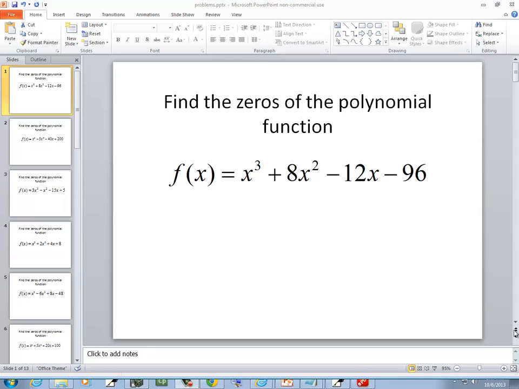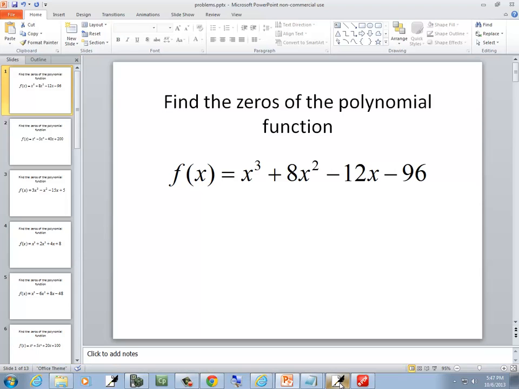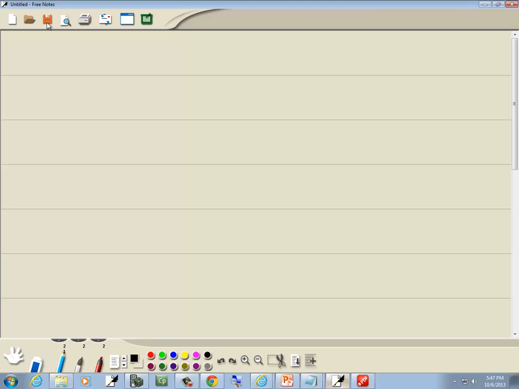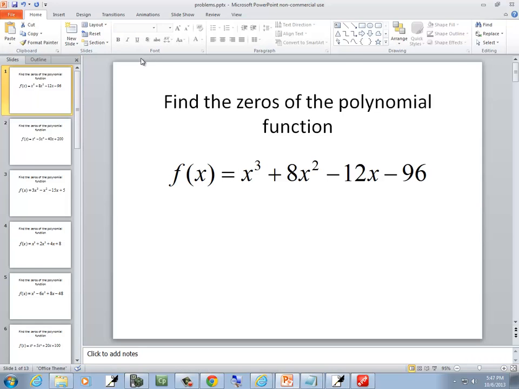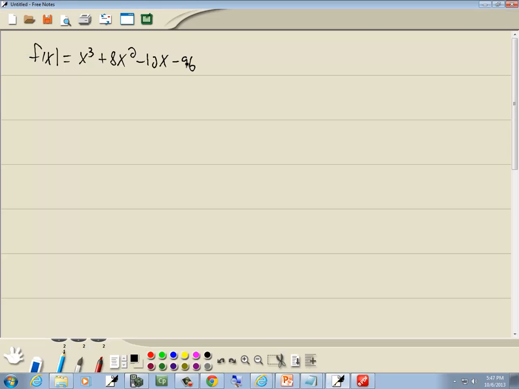In this problem, we want to find the zeros of the polynomial function. So we got f of x is equal to x to the third plus 8x squared minus 12x minus 96. Now to find the zeros means we're going to set this equal to 0 and solve it.